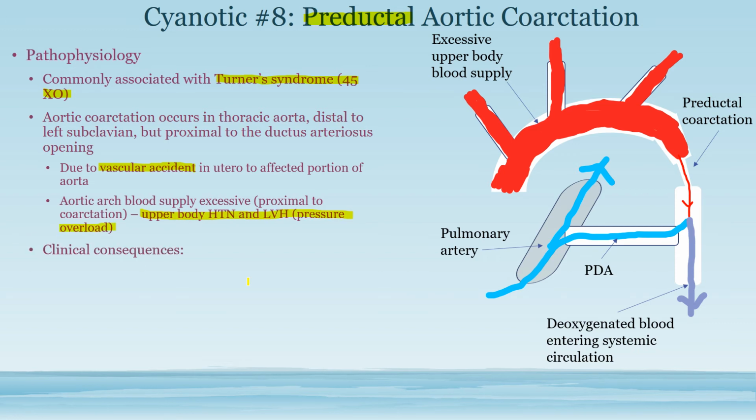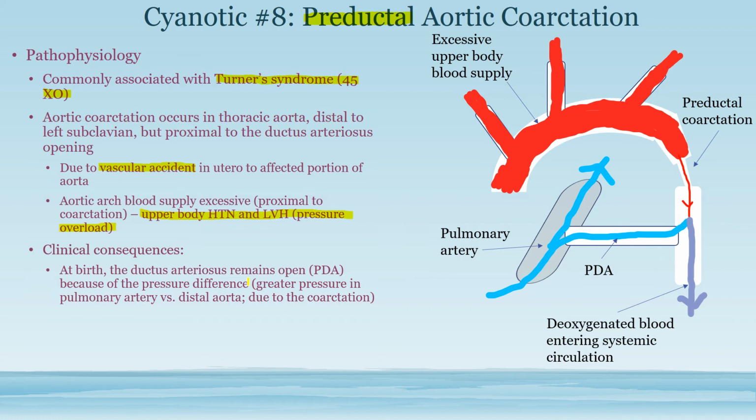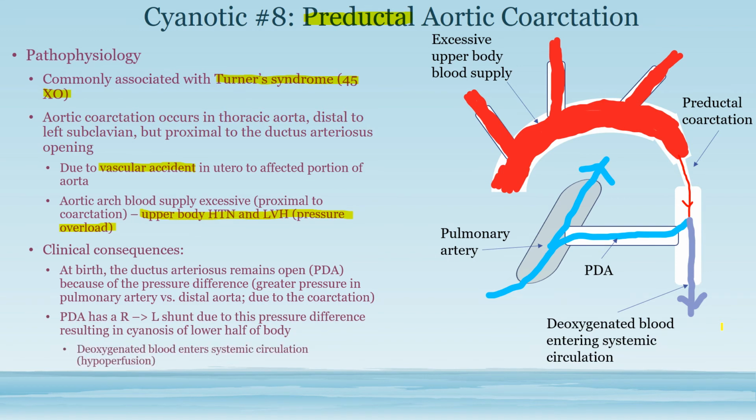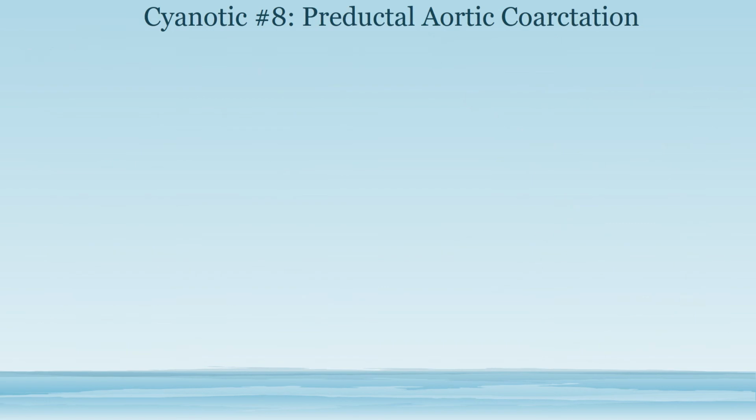pump against. Clinical consequences. At birth, the PDA has to remain open because of the major pressure difference between the descending aorta and the pulmonary artery. Pulmonary artery has greater pressure, so the PDA won't close and blood will still keep going down through the descending aorta. PDA has a right to left shunt, as we discussed, causing the cyanosis, and hypoperfusion of the lower extremities because of deoxygenated blood entering.